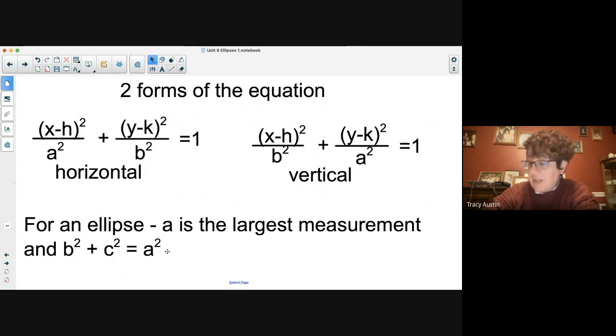It's just not in the same order. And the reason it's not, again, taking a look at the picture, A always has to be the largest measurement. Okay, but B squared plus C squared do end up equaling A squared. Very important. We're actually going to work with that when we start solving for and writing equations. So very similar to the Pythagorean theorem.